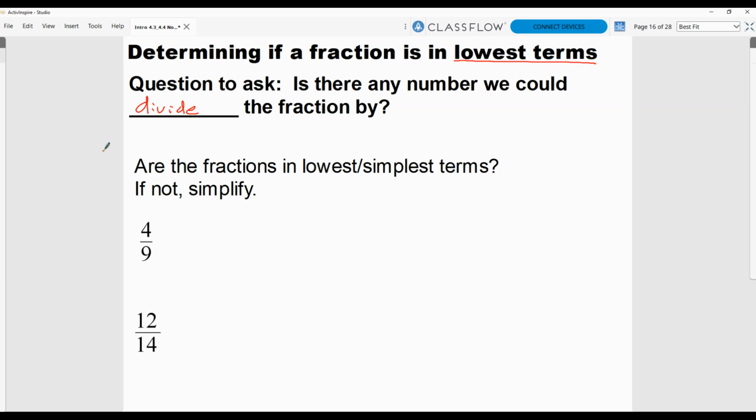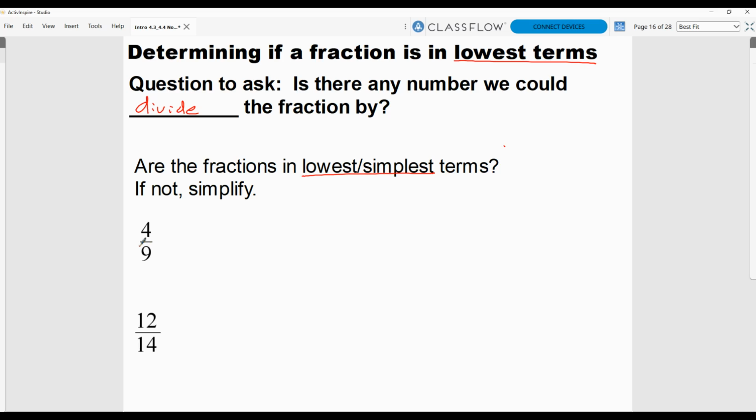So take a look at these two fractions we're going to be working with. We want to check to see, are these fractions in lowest, simplest terms? It means the same thing. Lowest terms, simplest terms is the same. And if not, we are going to simplify them just like we were doing. So take a look at 4 over 9.